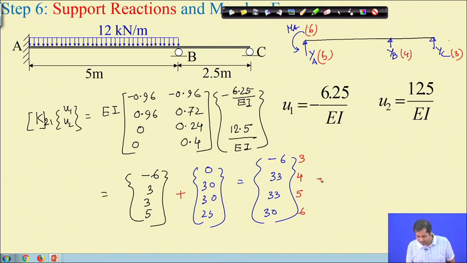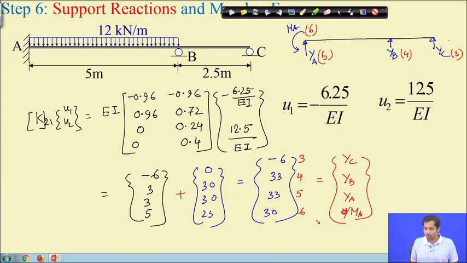So, essentially direction 3 is YC, direction 4 is YB, direction 5 is YA, and then this is MA. So, this is the total reactions.